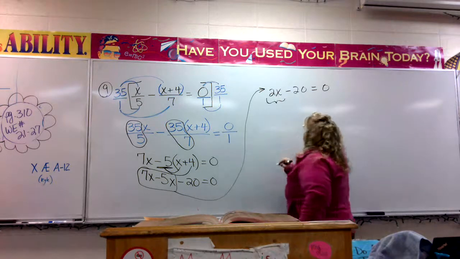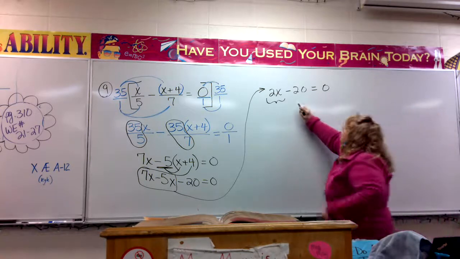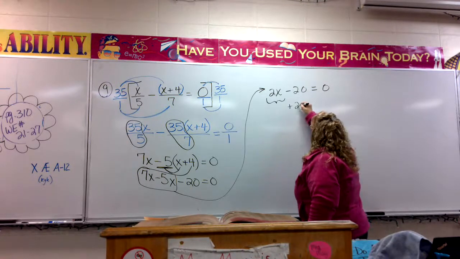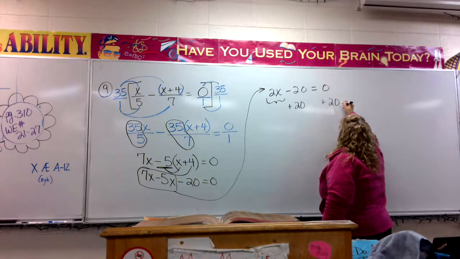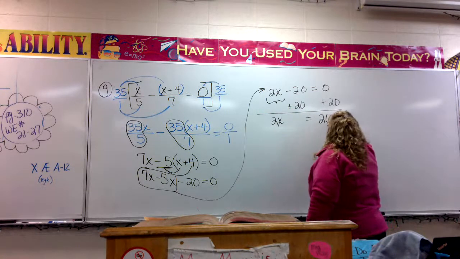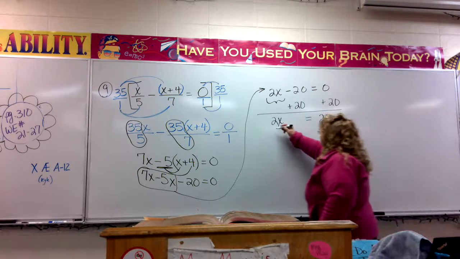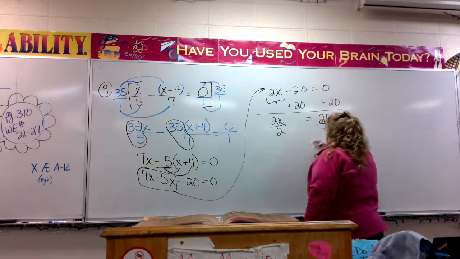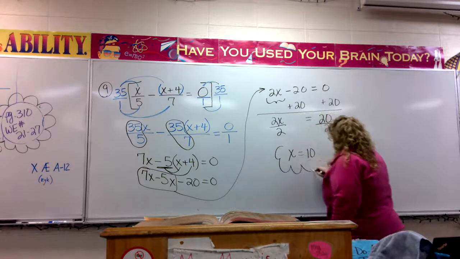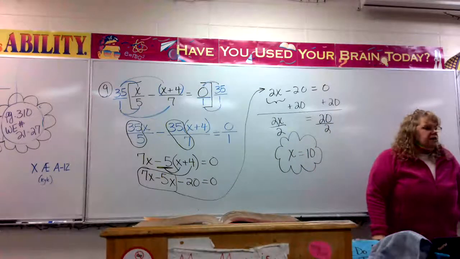I have all the x's together. I need to get rid of what's with it. What's with it? A minus 20. How do I get rid of the minus 20? So I have 2x equals, now what? Divide by 2. And I get x equals 10. Is that what you got? Does that make sense?